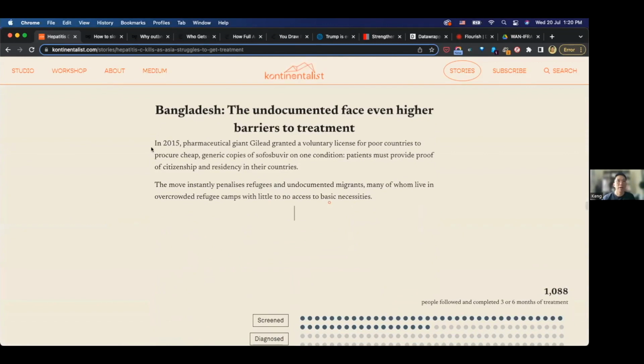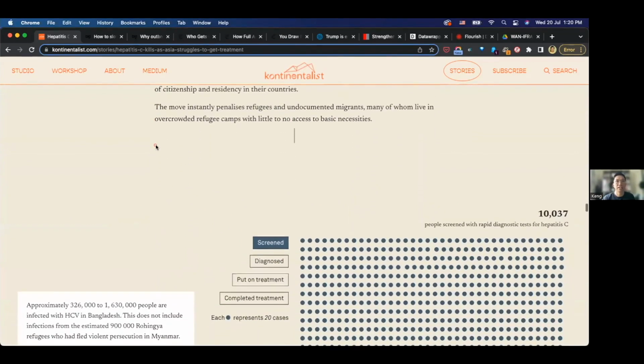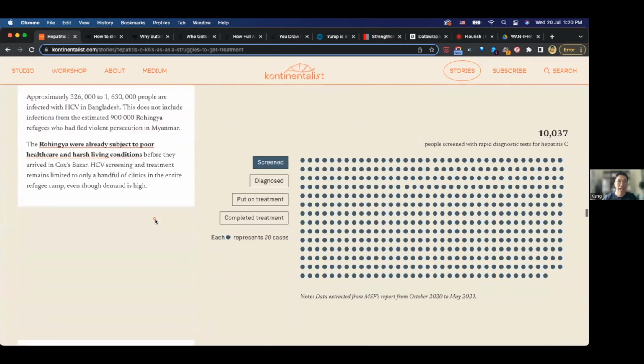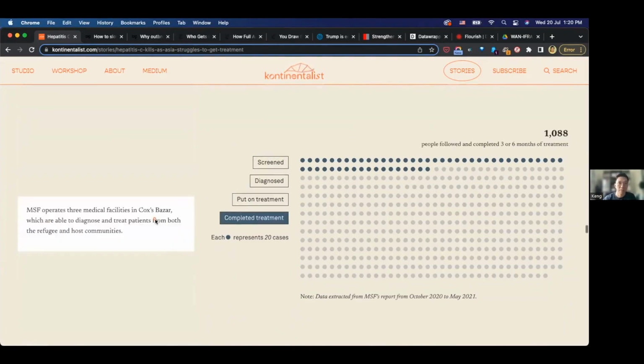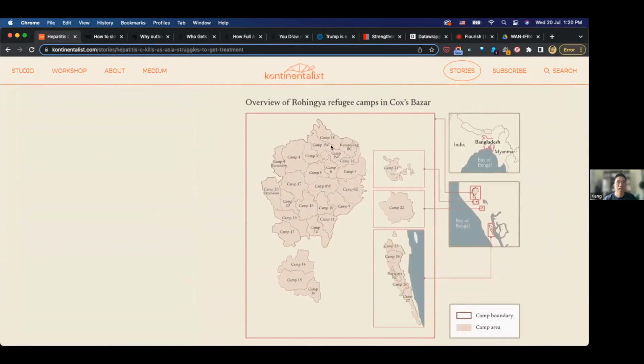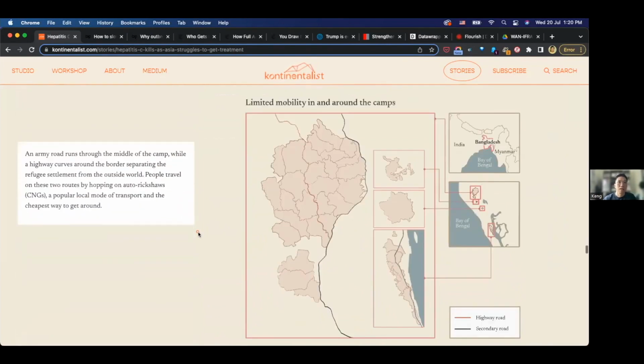After that, they look at Bangladesh. First they look at the Rohingya refugees in the Cox's Bazar refugee camp. All right. So the same approach, look at the numbers. And this is interesting. They look at what is happening in the camps, and they're trying to figure out why seeking treatment is so hard in the refugee camps. And I'll just scroll it.